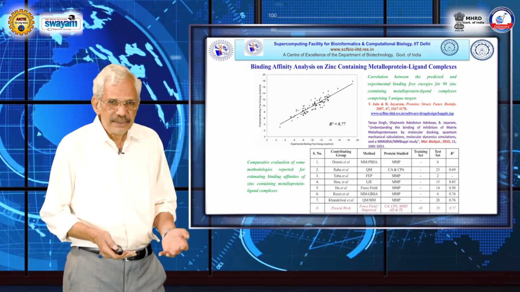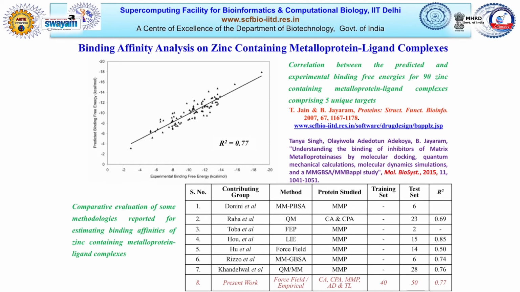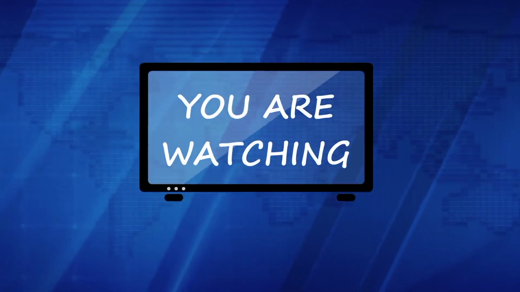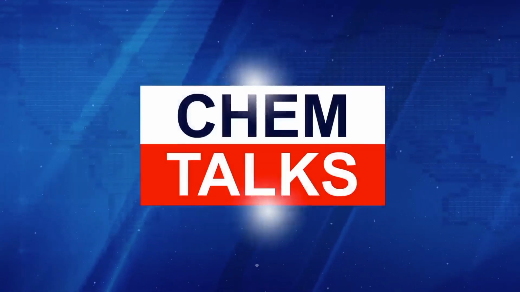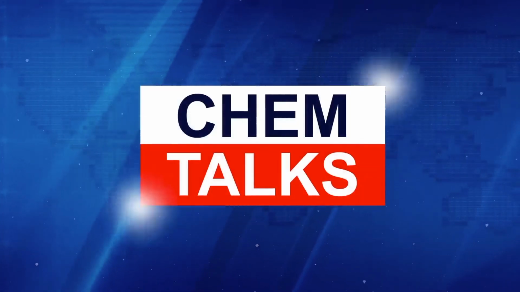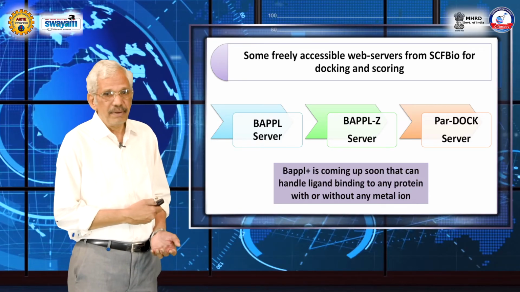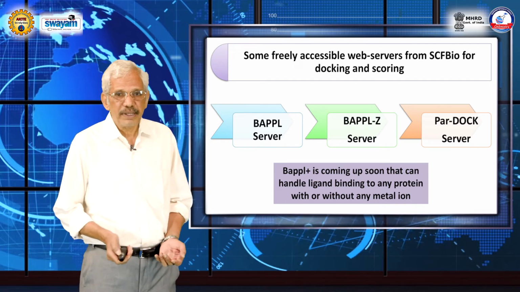And if there are metal ions in the protein, no problem. We can still do a quantum calculation and then evaluate the charges, and then use the traditional docking scoring methodologies with the metal ion as a part of the protein target. So here are some softwares which are available like BAPL, BAPL Plus, and this Paradox methodology.